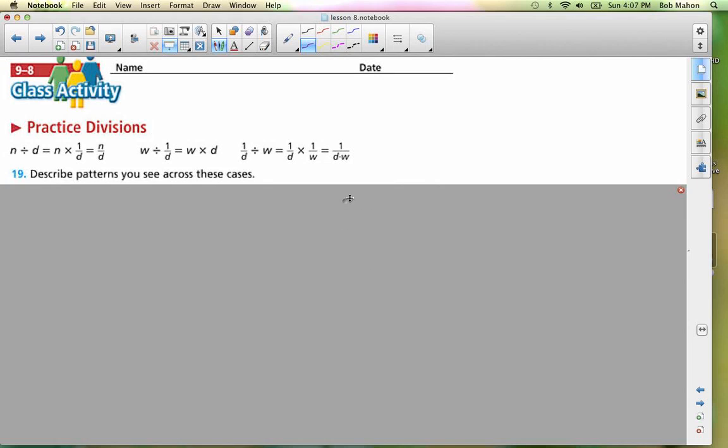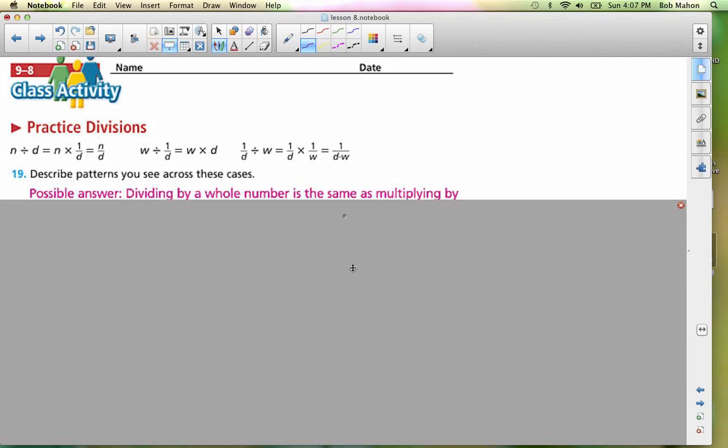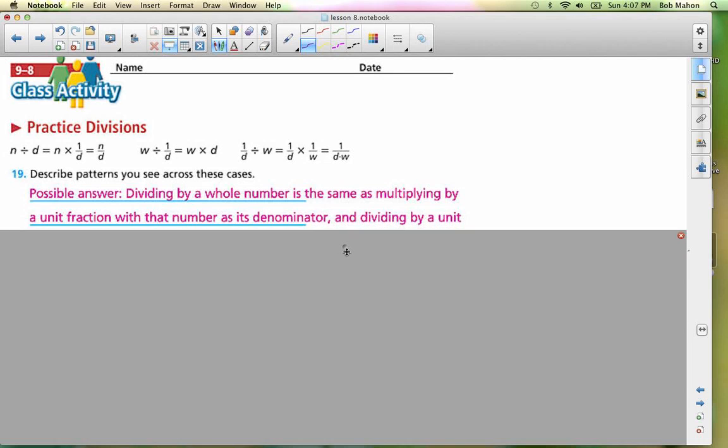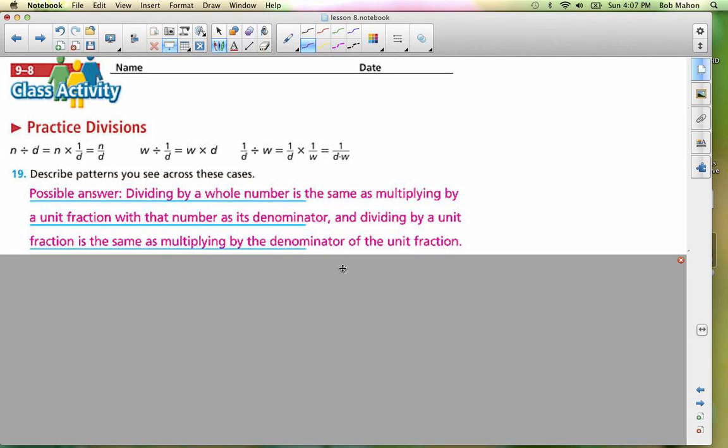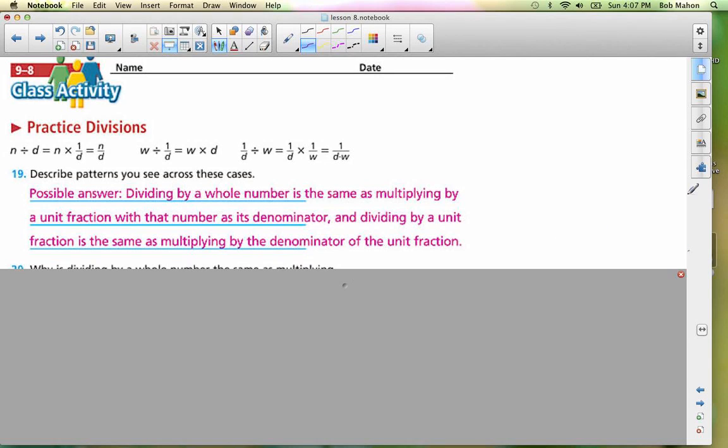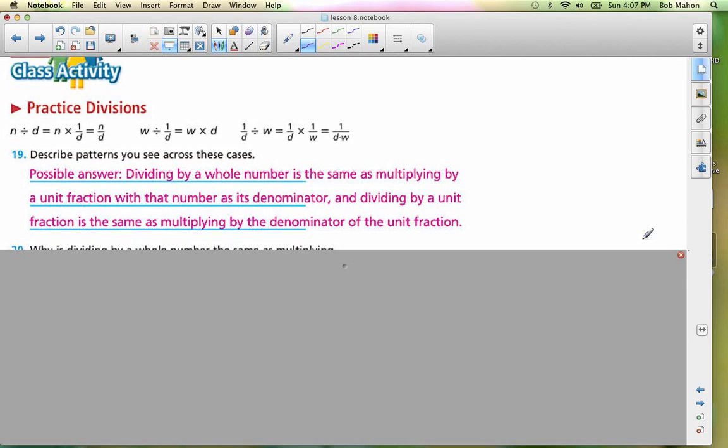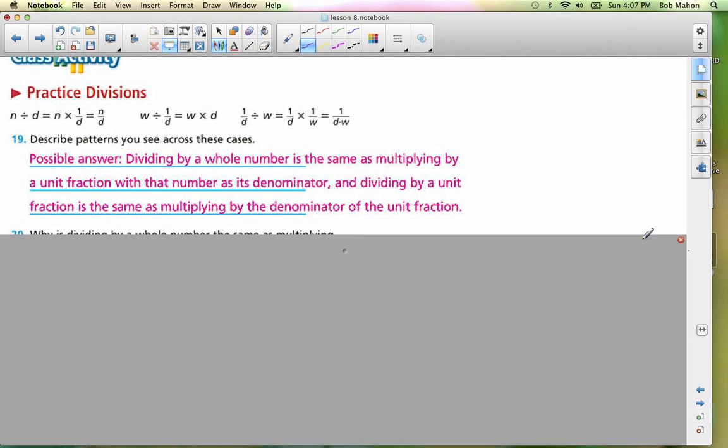Okay, so let's describe some patterns that we're seeing here. Dividing a whole number is the same as multiplying by a unit fraction. You guys can read this on your own. A unit fraction with a whole number in the denominator, and dividing a unit fraction is the same as multiplying by the denominator of the unit fraction.